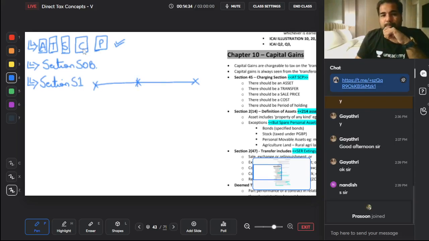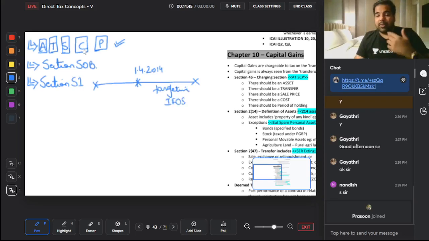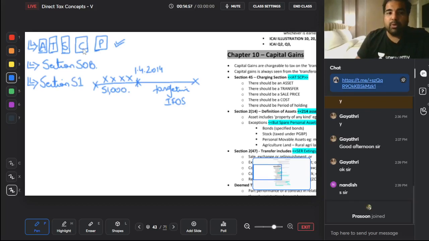So post 1st of April 2014, on or after that, any forfeiture is straight taken away and taxed under IFOS because you've earned income, guys. That 51,000 is the owner's income, so it is straight taxed to IFOS. But before 1/4/2001, the situation was different. That 51,000 would be taxed, but in an indirect way. They would tax it by reducing the cost.